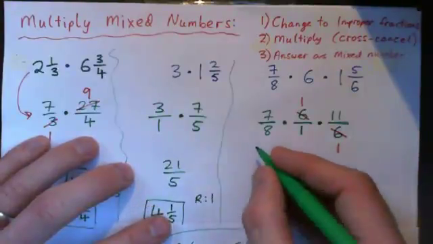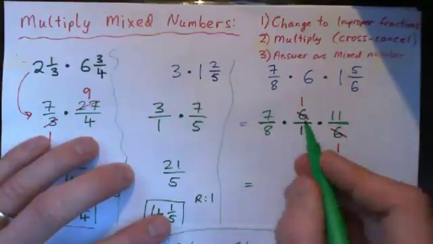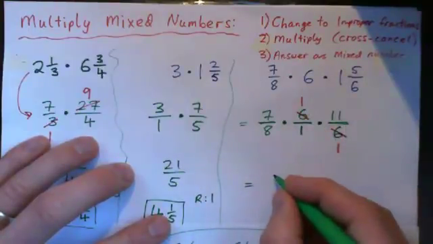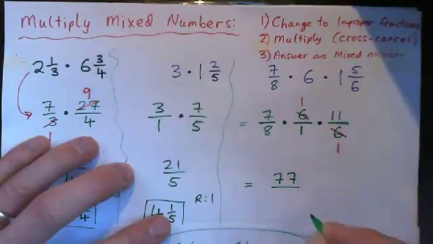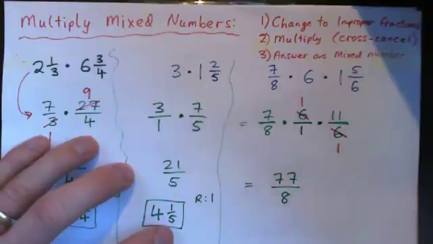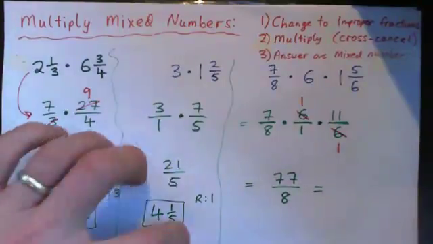And then I just multiply the tops. 7 times 1 is 7. And so 7 times 11 is 77. And then 8 times 1 times 1 is 8. And then just write that as a mixed number and you're done.